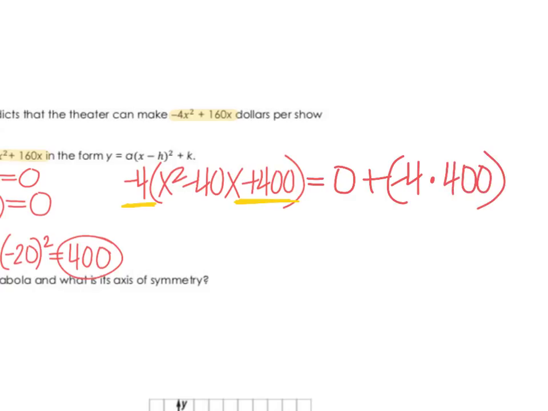So always be careful whenever you're completing the square to make your perfect square trinomial and you factored out a GCF first. You've got to balance out the equation, and you have to multiply whatever you're adding to the right by that GCF, by that number.